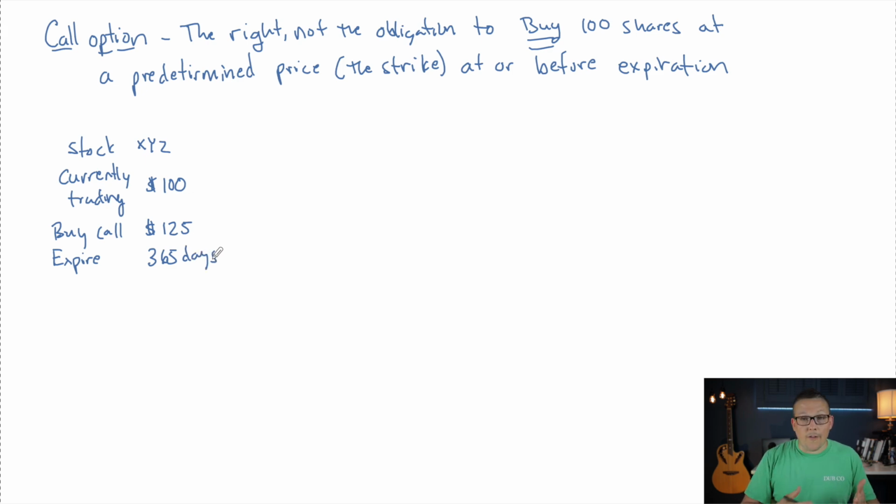So now, if any time between now and 365 days, the share price goes above $125, I can then exercise that option, and I now have the right to buy 100 shares at that strike price.